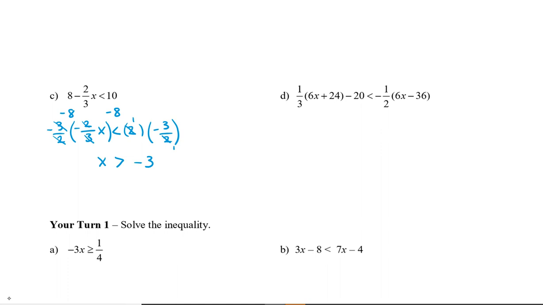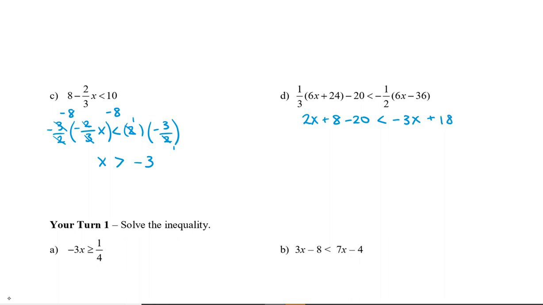So in this case, I actually don't have to multiply by the LCD because when I distribute, the fractions will cancel off anyways. So I'm going to go 1/3 times 6x, and that's going to be 2x. And then 1/3 times 24, and that's going to be plus 8. And then I have minus 20. And then negative a half x. Sorry, let's put my less than symbol. And then I have negative a half times 6x, which is negative 3x. And then negative a half times negative 36 is positive 18.